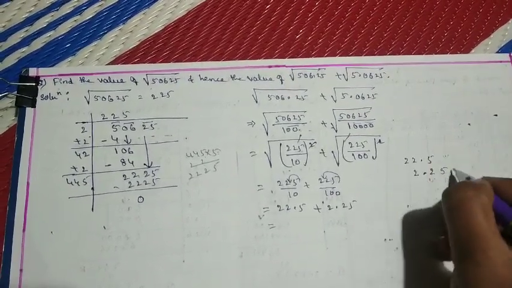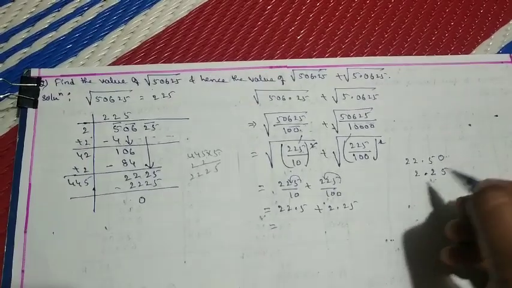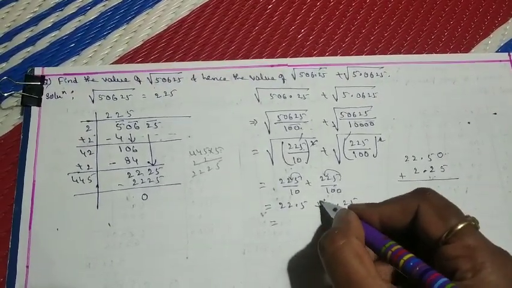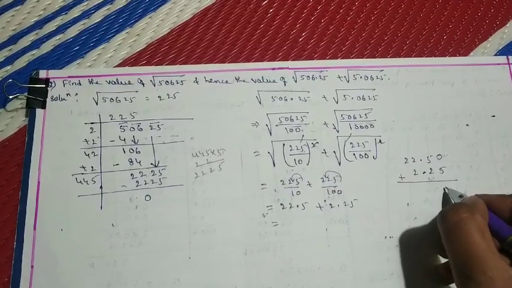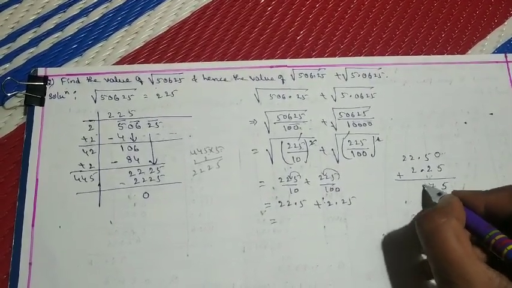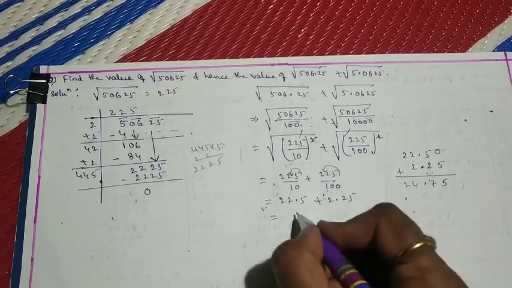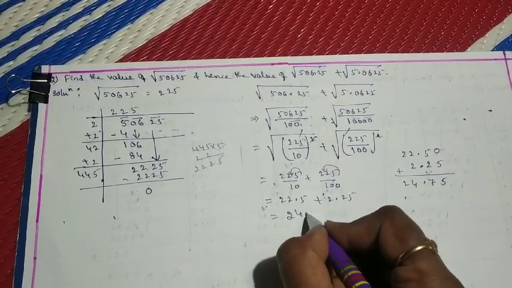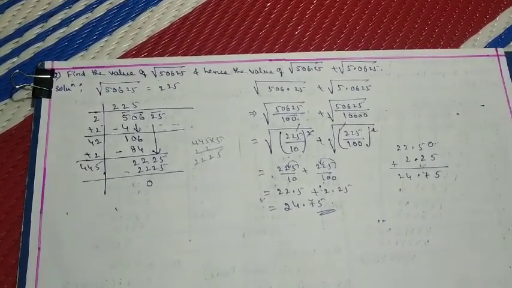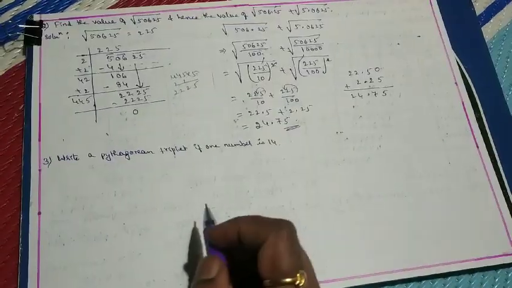It becomes unlike decimal places, so I'll make it 0 to make it into like decimal. And here we had our operation plus, so I'm going to add up. So 5 plus 0 is 5, then 5 plus 2 is 7, 2 plus 2 is 4, and the 2. So the final answer is 24.75. Clear, children? So let me move to third question.